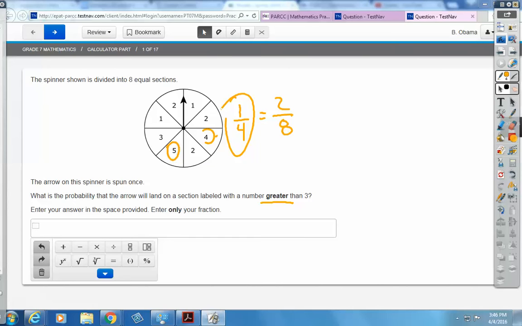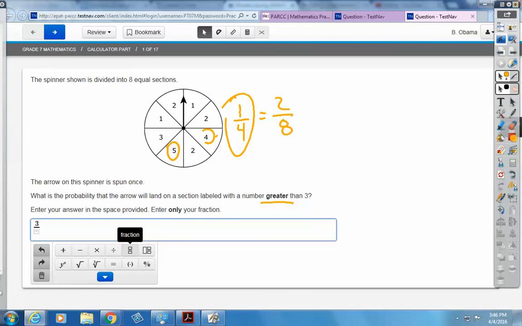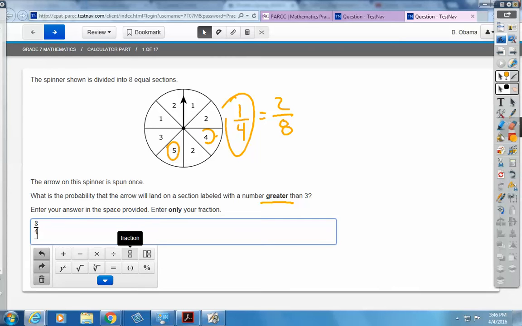So I would use this button right here, and then I will type in 3. Use the down arrow. 4ths. Where's my 4? 4. All right, and then I'm good to go.